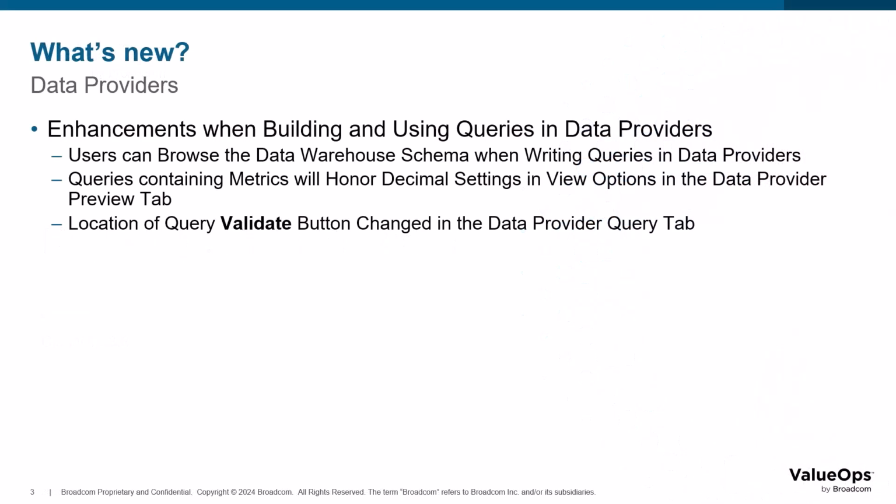What is new in this release for data providers is we made some enhancements when users are building and using queries. The first thing we did is users can browse the Data Warehouse Schema whenever they're building their data provider queries. Next, queries that contain metrics will now honor decimal settings in view options whenever they are on the Preview tab in the data provider. And last, we just made a small change and moved the Validate button when you're validating queries in the data provider.